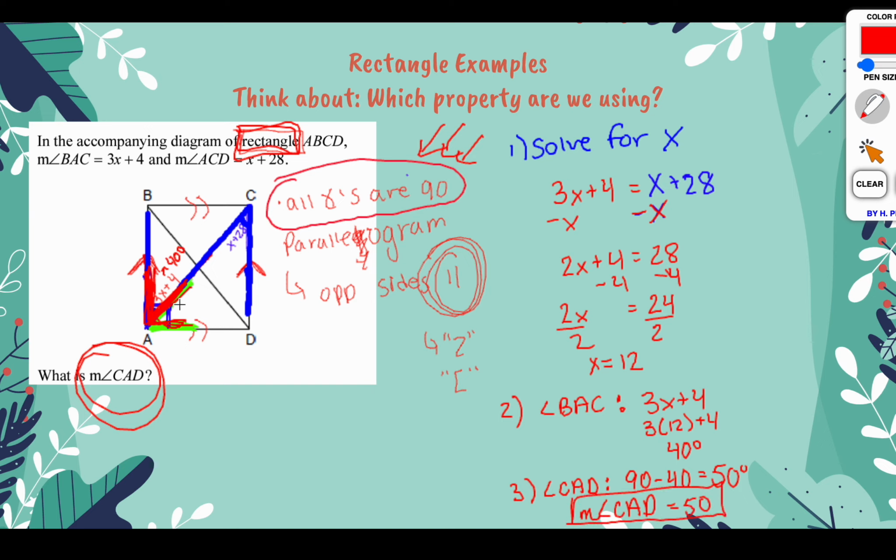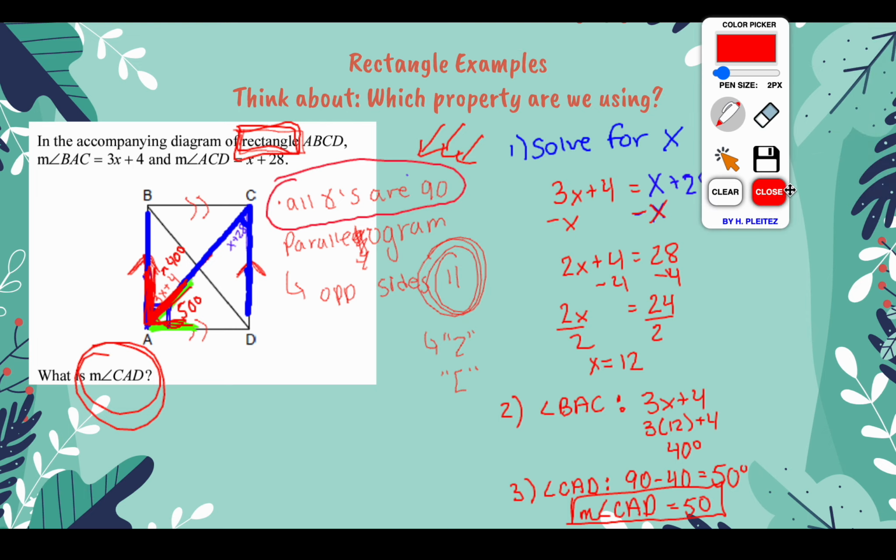Some of these questions might be multi-step, but figure out the properties you're using. If there's an x in there, you're always going to need to solve for x first, and then you might have to do something with that x value depending on what the question is asking you for.